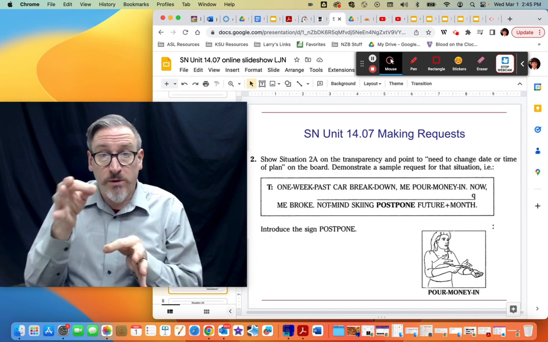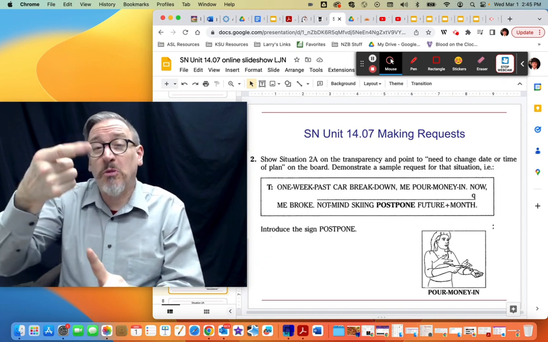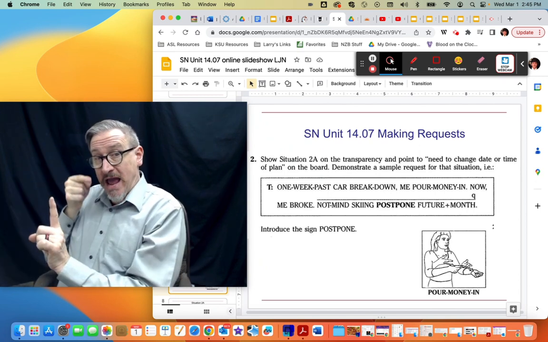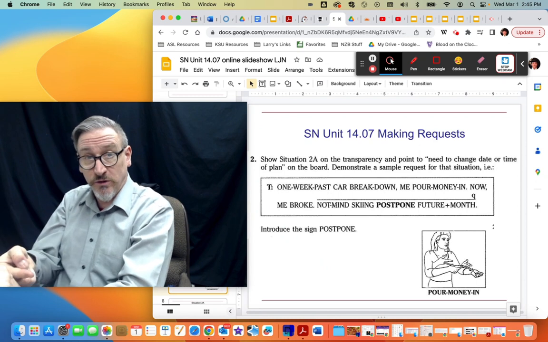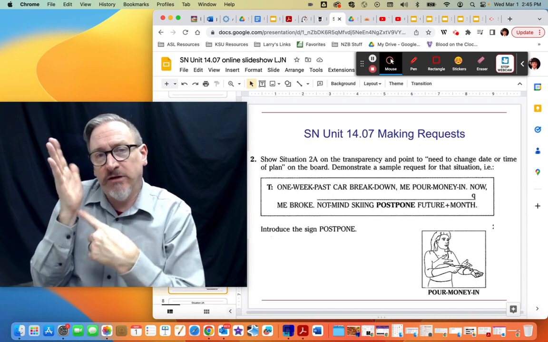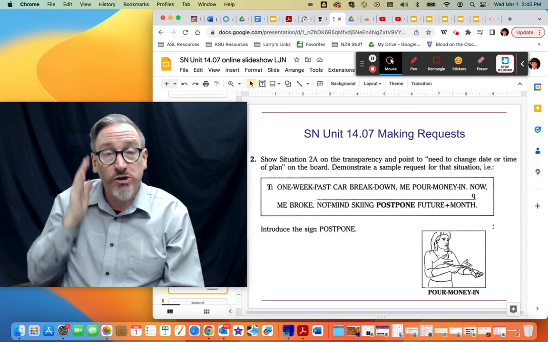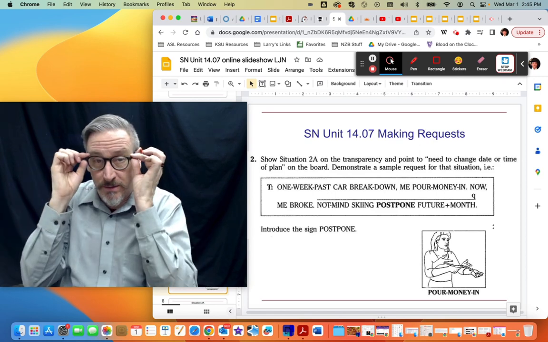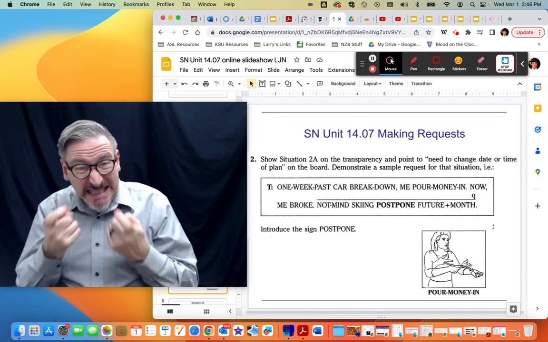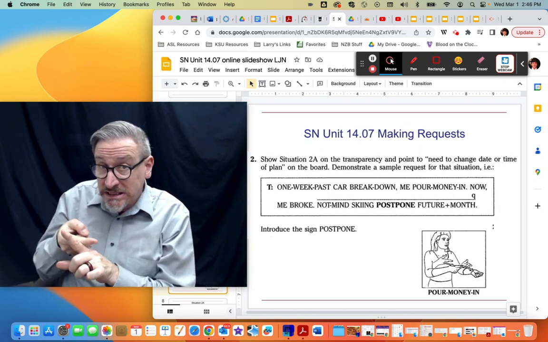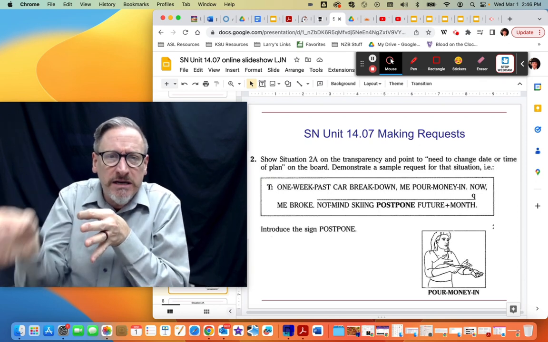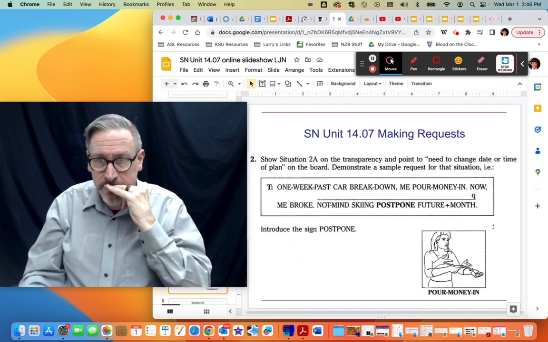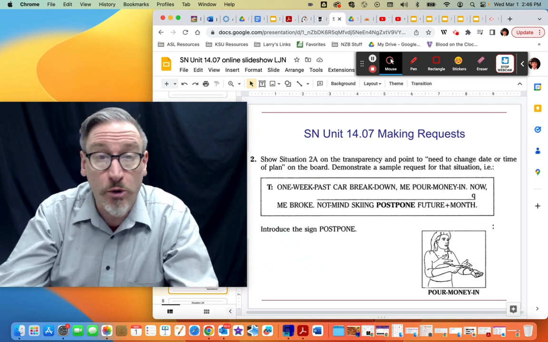Skiing, postpone, future, 1 month. Or you could also just go, and what I'm doing is I'm actually moving the sign for month into the future. So it replaces this sign. So future month, one month in the future. And because I've done postpone, we already know it's in the future. If I just do 1 month, we get it, right? So that's a sign for postpone or prepone.